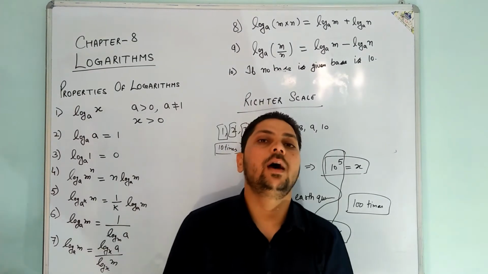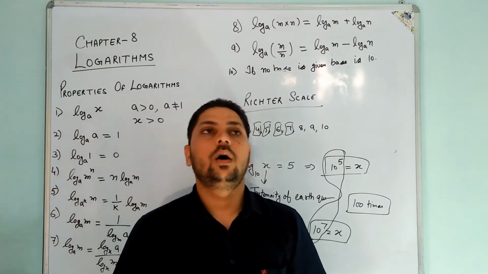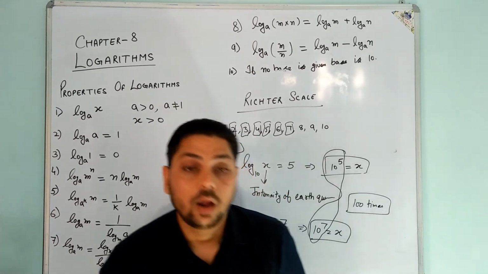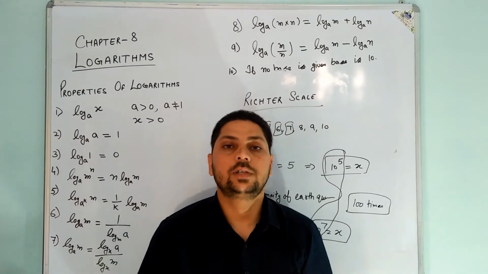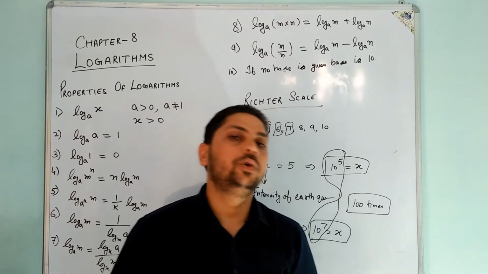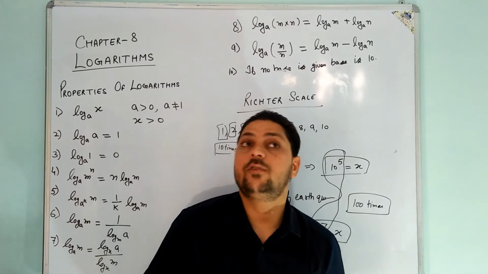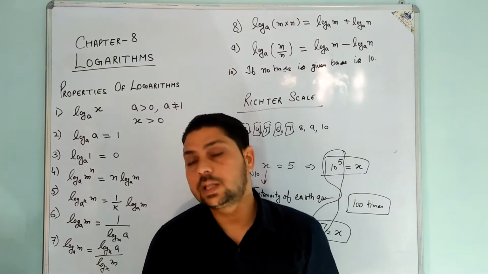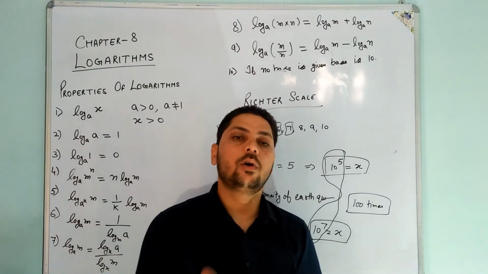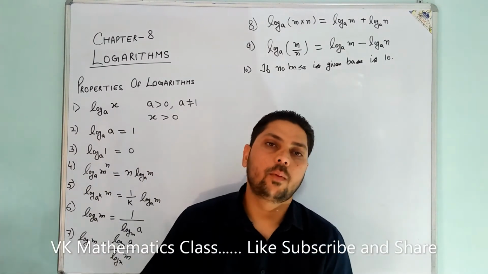Similarly, in chemistry, we have a term pH value. pH value is basically used to find out the acidic nature of a solution. This value also uses the logarithm. In a similar way, in physics, to measure the intensity of a sound, a logarithmic function is used. Before we proceed further, let us look at a few properties of logarithm.